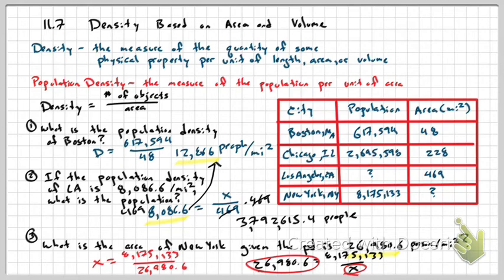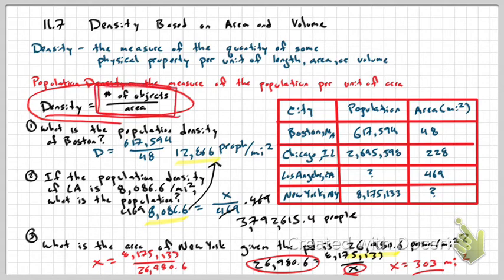8,175,133 divided by 26,980.6. That gets us 303 square miles. So New York City is only 303 square miles as it sprawls out, but there's 8 million people that live there, which is crazy. That population density is extremely high. So again, density equals the number of people divided by the area in which you are looking at. And these go hand in hand, the number of people and the area.